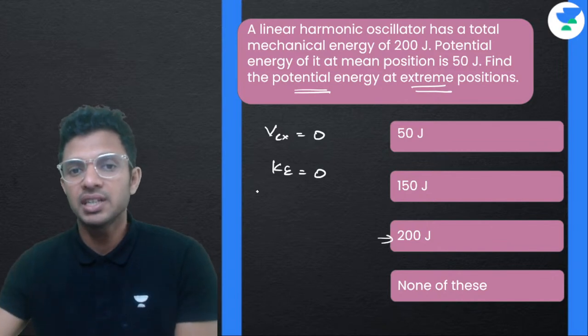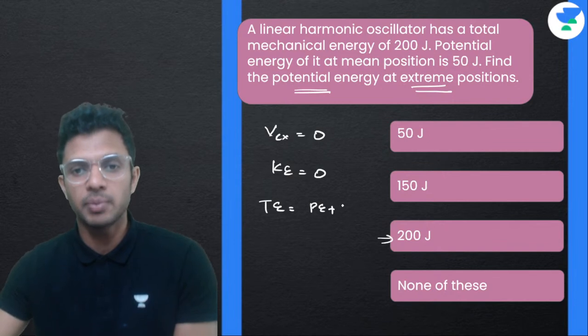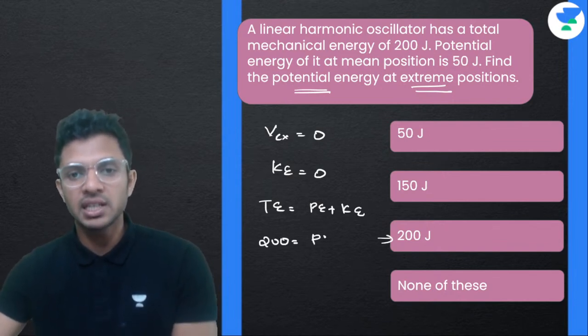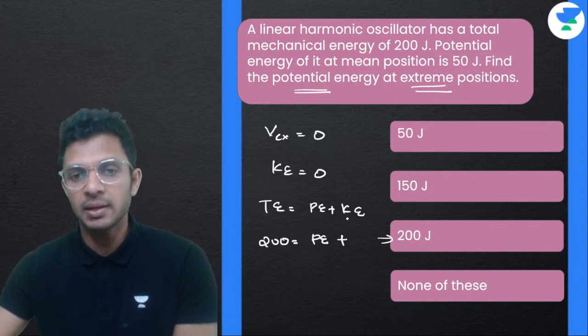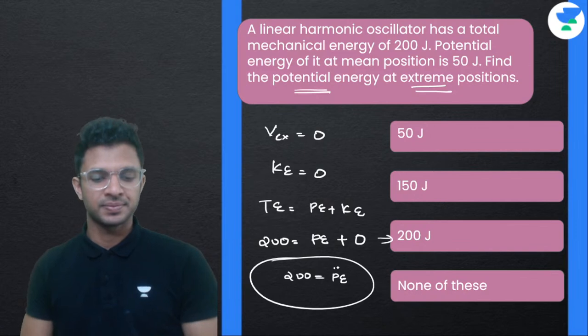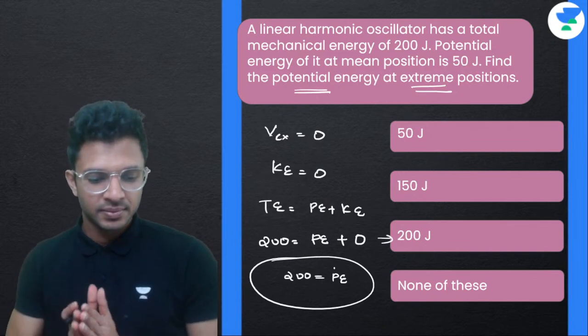Now, finding out potential is not a big task. Kyunki total energy we know that is equal to potential plus kinetic. Total energy is 200. Potential energy at extreme, humko pata nahi. Kinetic energy at extreme to zero hai. So, how much we get? Potential energy to mil jayega, 200.